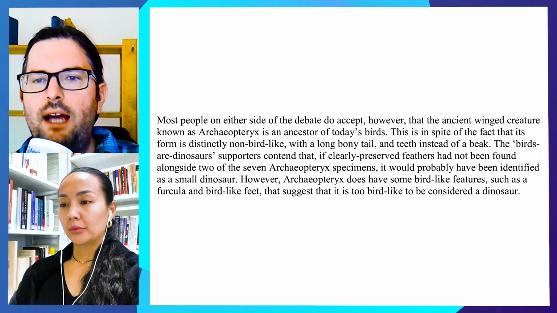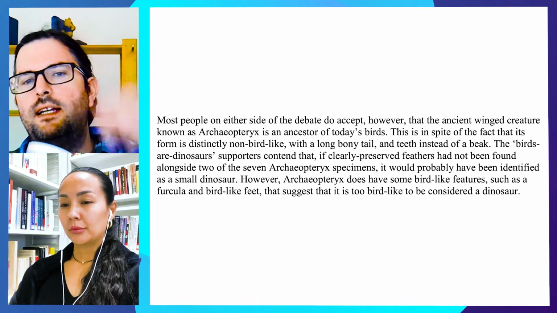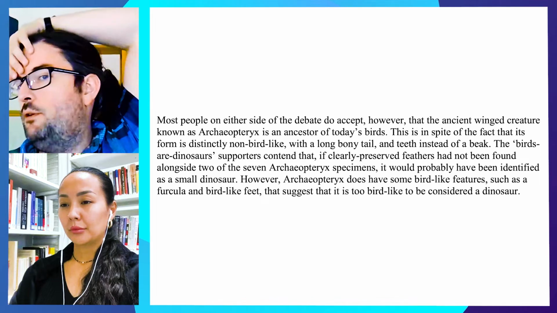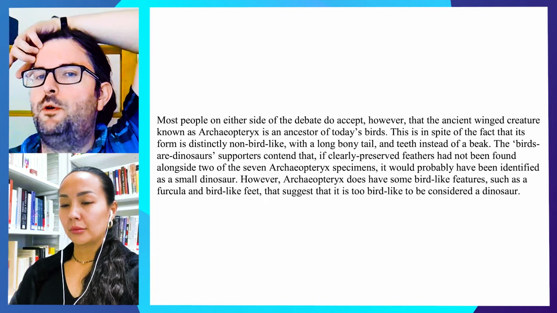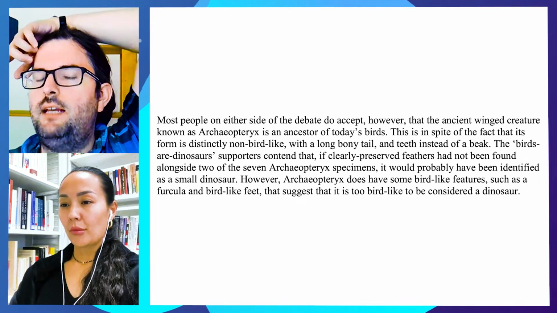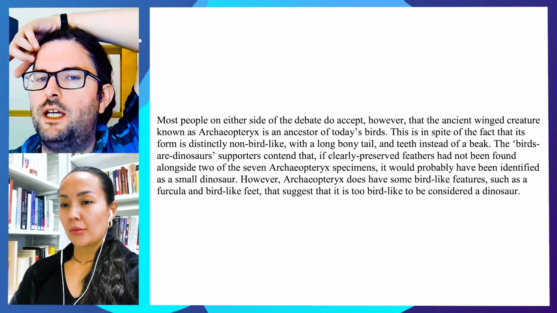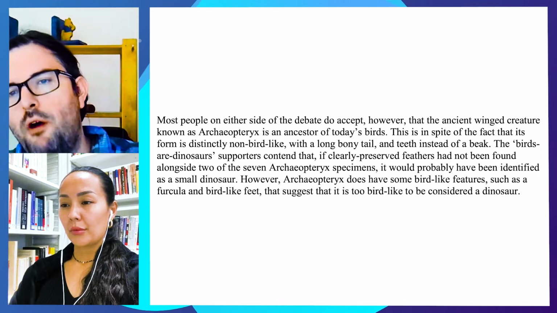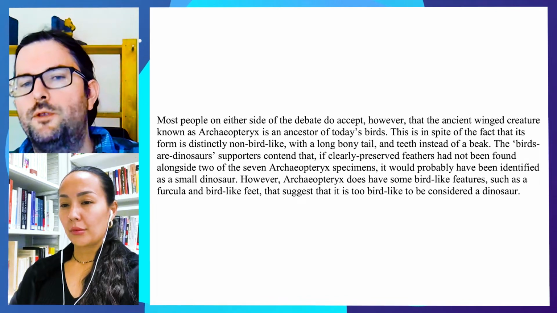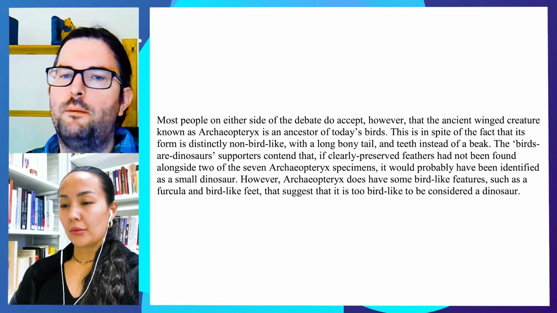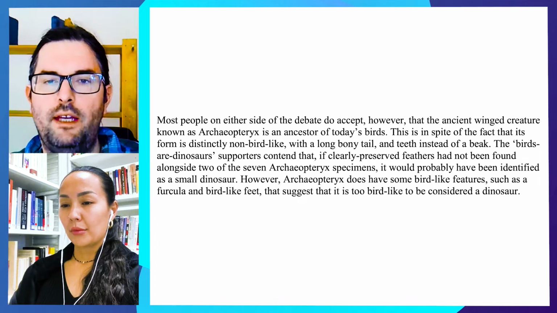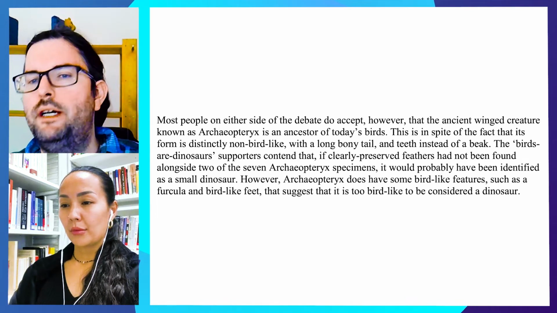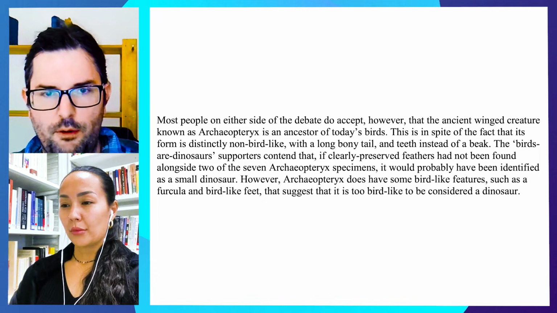This is in spite of the fact that its form is distinctly non-bird-like, with a long bony tail and teeth instead of a beak. The birds-are-dinosaurs supporters contend that if clearly preserved feathers had not been found alongside 2 of the 7 Archaeopteryx specimens, it would probably have been identified as a small dinosaur. However, Archaeopteryx does have some bird-like features, such as a furcula and bird-like feet, that suggest it is too bird-like to be considered a dinosaur.